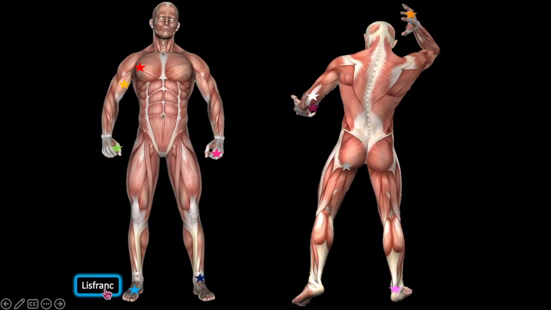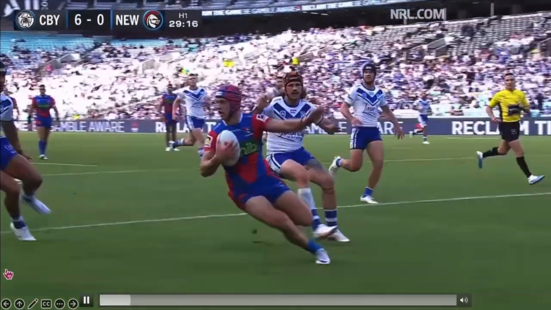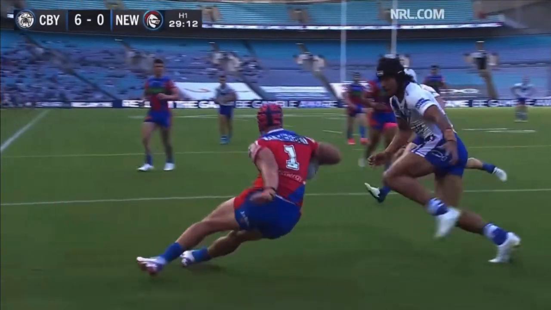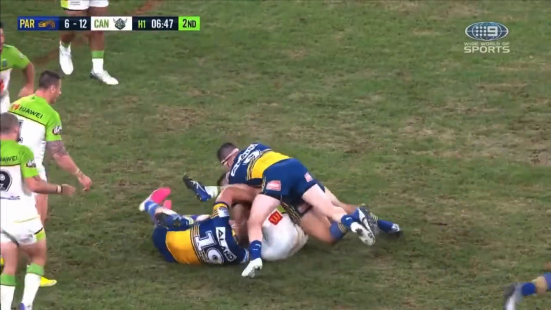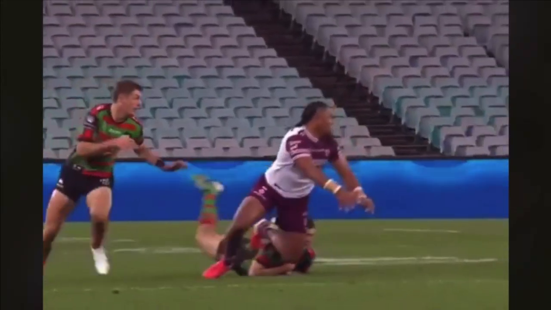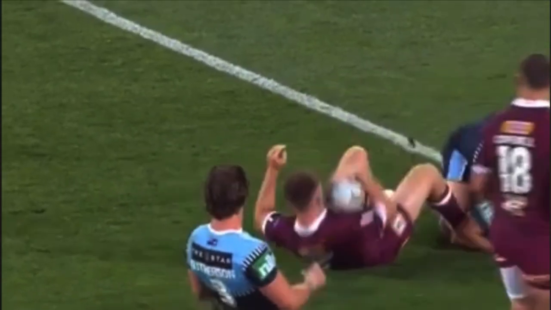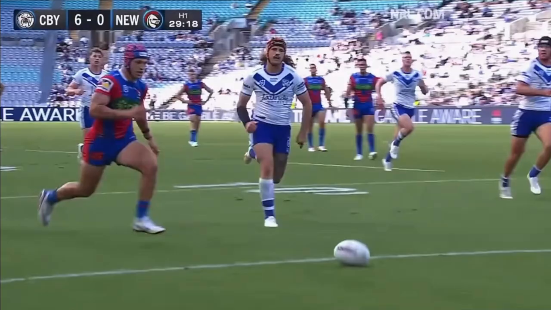Similarly, Lisfranc injuries have become a bit of a buzzword in the NRL in recent years because it's such a significant injury. The average return to play time for a Lisfranc ligament injury ranges between 10 to 12 weeks, and multiple studies have shown that the athletic performance in the 12 months after a Lisfranc ligament injury is markedly reduced, although Kalen Ponga's performance in the back end of this season may refute those findings.